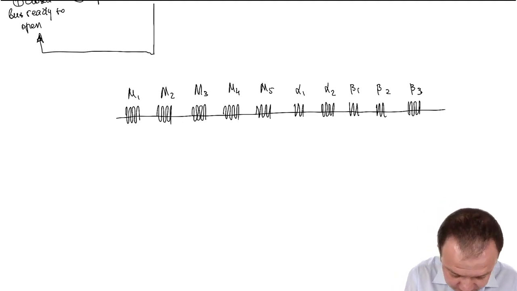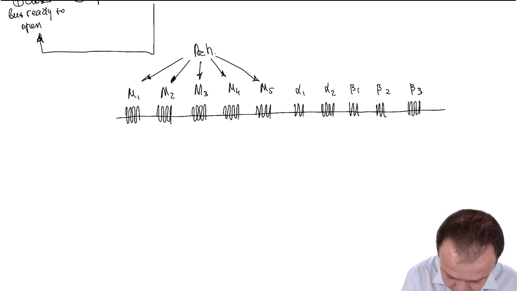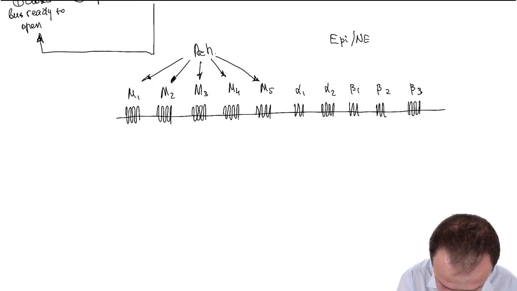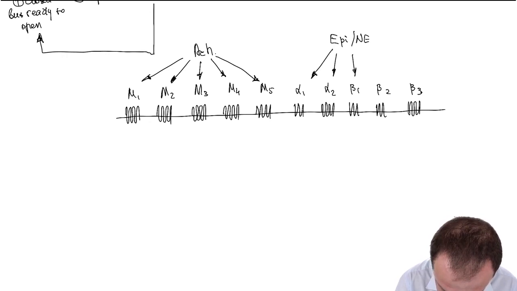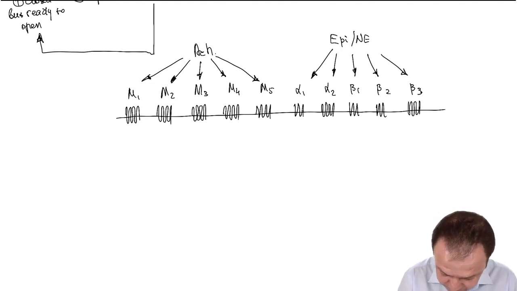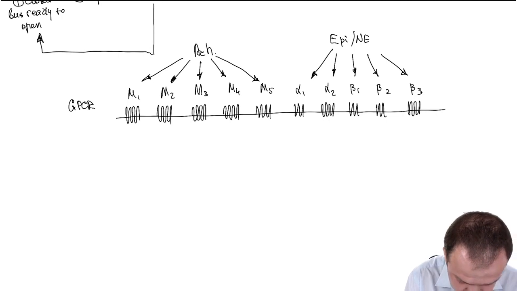So, acetylcholine acts on M1, M2, M3, M4, M5 receptors, and let's say epinephrine, norepinephrine, acts on alpha 1, alpha 2, beta 1, beta 2, and beta 3 receptors. All these receptors are G protein coupled receptors.